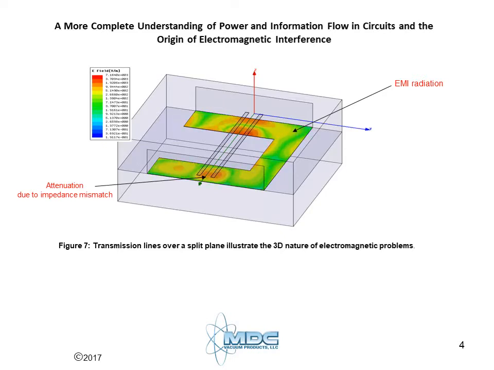But also notice what's happening at the right side of the trace. Some of the field energy is peeling away from the trace and moving off into space. That is, in fact, the source of electromagnetic interference. That energy will disrupt whatever component it now comes into contact with.